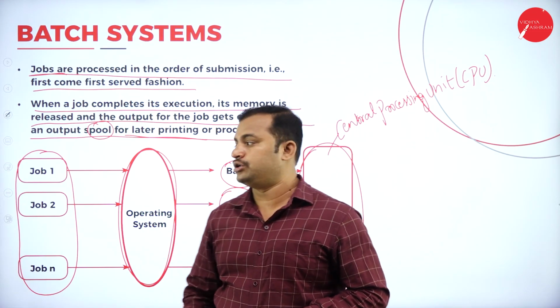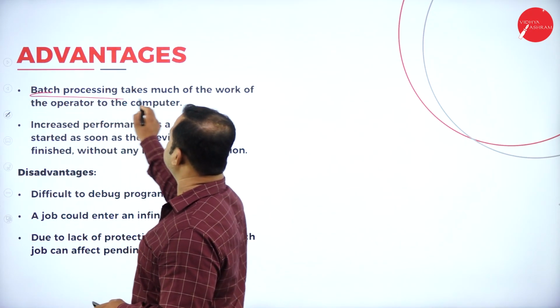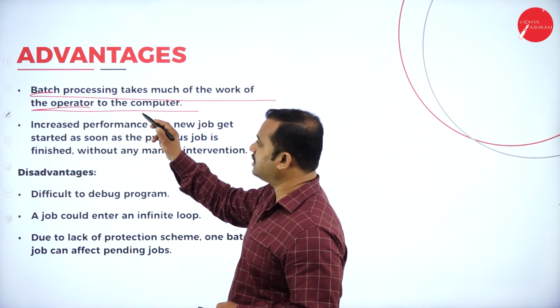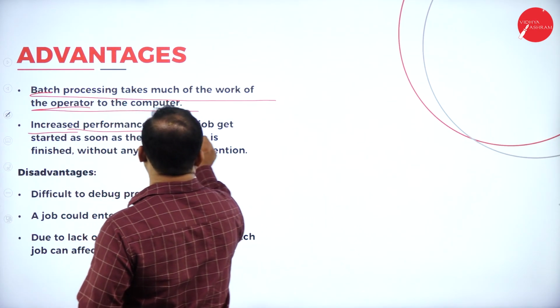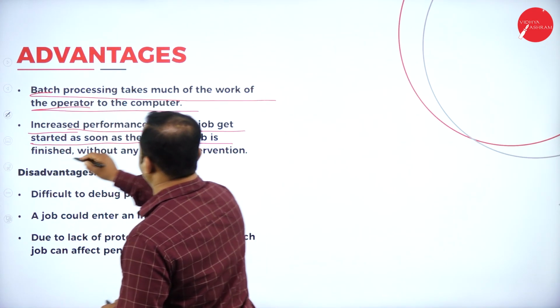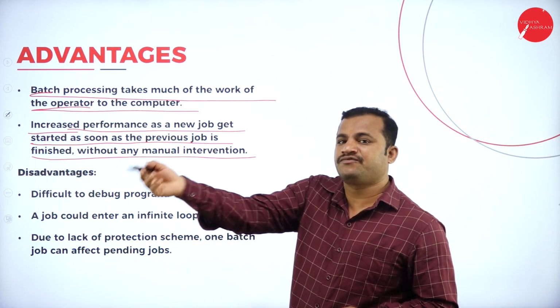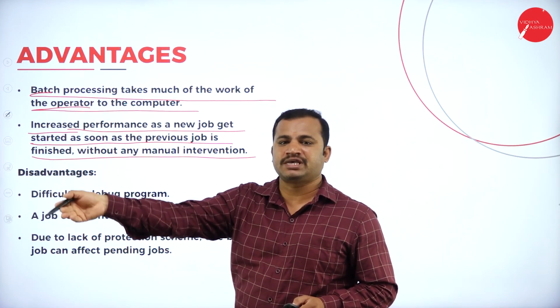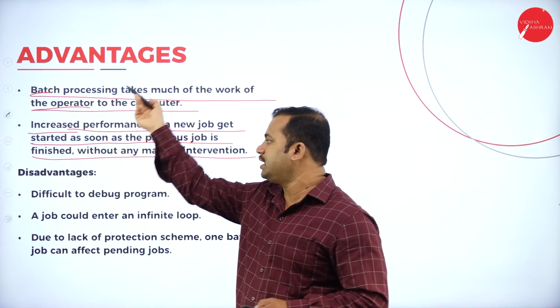Similarly, the advantages of the batch processing system include that operator involvement is reduced. Then it increases performance, as a new job gets started as soon as the previous job is finished, without any manual intervention. As soon as the first job is finished, it picks up the second job. As soon as the second job is finished, it picks up the third job, and so on.